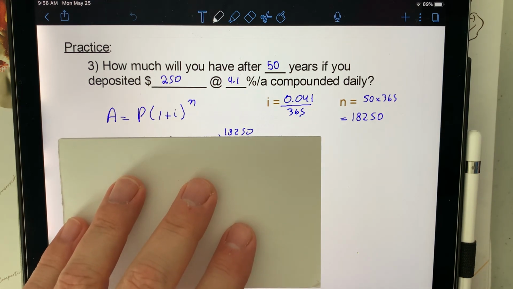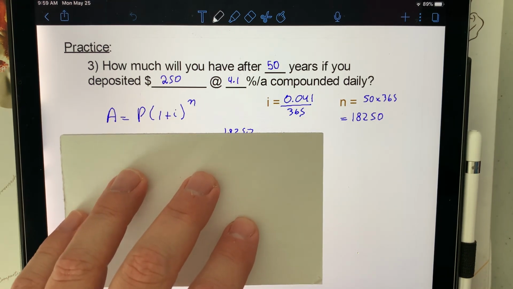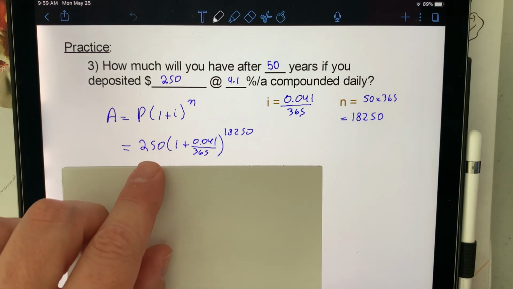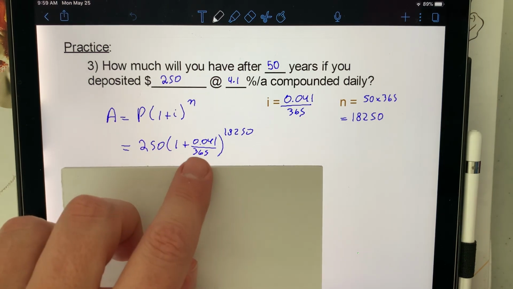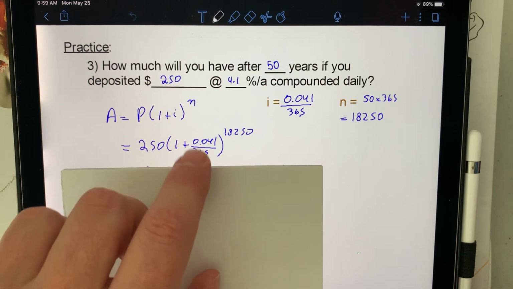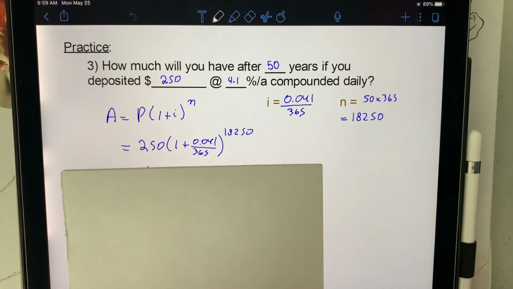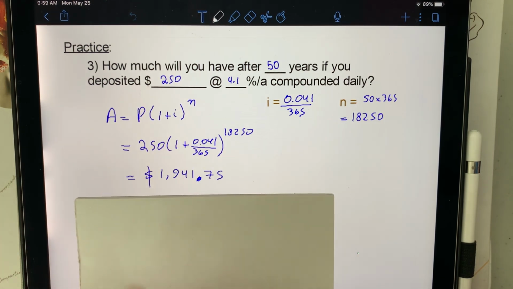And that's it. Now just go into the calculator, plug it in the formula, and it's 250, which is the money I put down, 1 plus 0.041 divided by 365, close bracket, to the power of 18250, and let's see what the answer is. 1,941.75, which doesn't seem like a lot, right? But hey, just think about how many more times the money that you put down you got after 50 years. Good stuff. This is the future value for compounding formula.